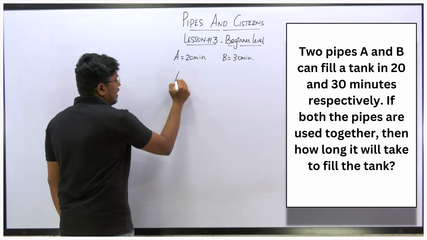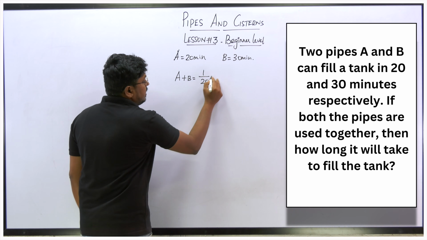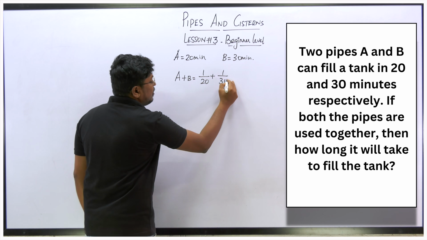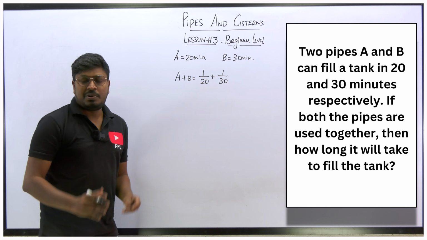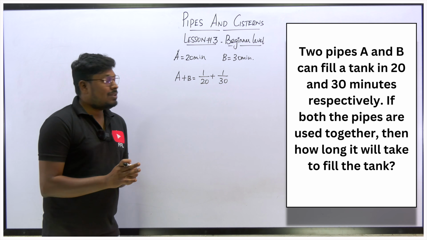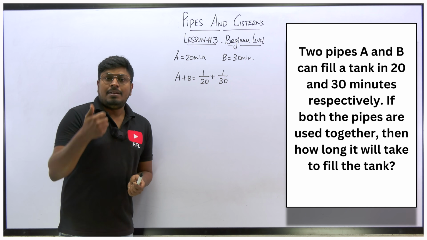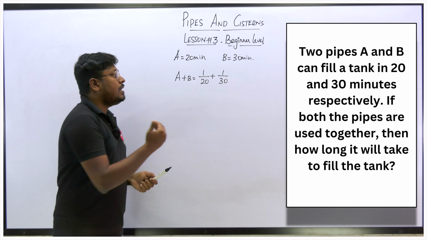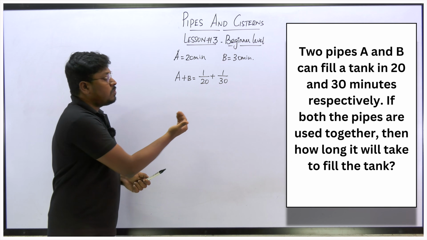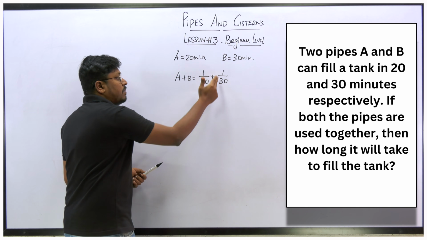So what do you need to do? A plus B, both the taps are opened. So 1 by 20 plus 1 by 30. I have told you all this in the time and work lessons, right? Why we are writing it as 1 by, and all those things. So I hope you know, right? It's a basic. First, tap A alone can fill a tank in 20 minutes. So 1 by 20 is how much part of the tank gets filled in 1 minute. And similarly tap B. In 1 minute, how much water gets filled. If both the taps are open, 1 by 20 plus 1 by 30.